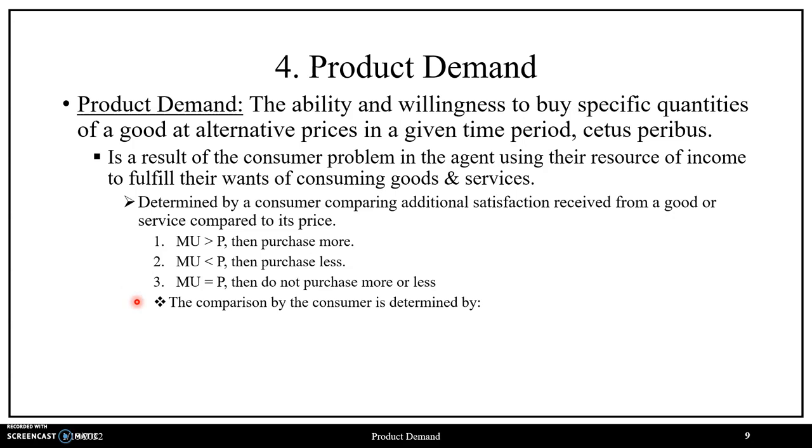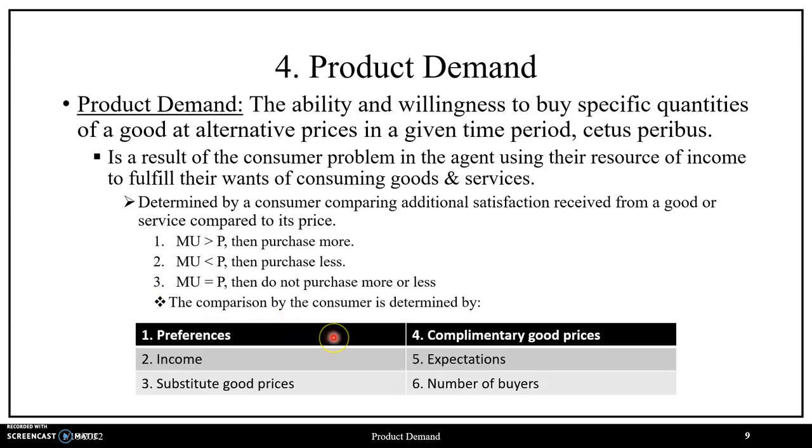This comparison made by the consumer will be determined by factors such as the preferences they have over this good or service, the amount of income they have, and the prices of substitute goods, where substitute goods are goods that fulfill the same role as one another, such as ground beef and ground turkey, fulfilling the role as a protein source in a single meal. Additionally, we have the prices of complementary goods, where complementary goods are goods that are frequently consumed in ratios of one another. We can think about this in terms of consuming both a protein and a carbohydrate source in a single meal.